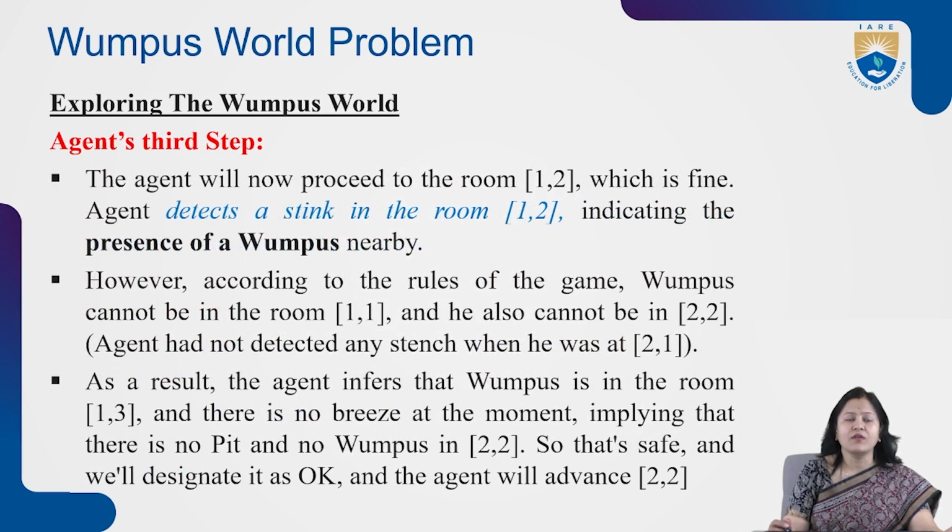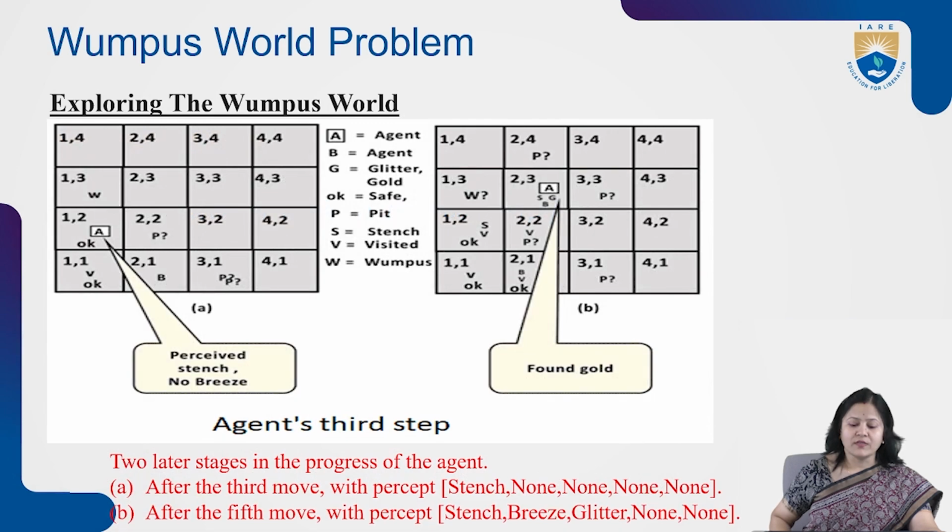The agent detects a stinky smell in the room 1-2, indicating the presence of the Wumpus nearby. However, according to the rule of the game, the Wumpus cannot be in the room 1-1 because it was already safe. It also cannot be in the room 2-2, since the agent had not detected any stench when he was at the 2-1 position. As a result, the agent infers that the Wumpus is in the room 1-3, and there is no breeze at the moment, implying that there is no pit and no Wumpus in the room 2-2. So that is very safe, and we will designate it as OK. The agent will advance to 2-2. That is what I have discussed over here.